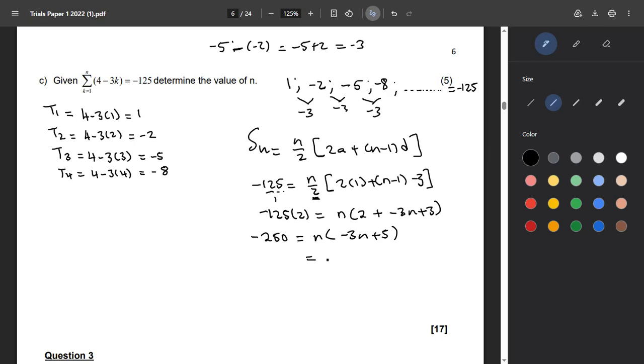Then can I multiply out the bracket with n? Yes, minus 3n squared plus 5n. And then let's bring the 250 this side to be positive 250. Equate this to 0. I don't need my n squared being negative, so I'm just going to divide everything by negative. So therefore, this is n squared, then plus or minus 5n, minus 250, and then this is equal to 0. I'm going to factorize this.